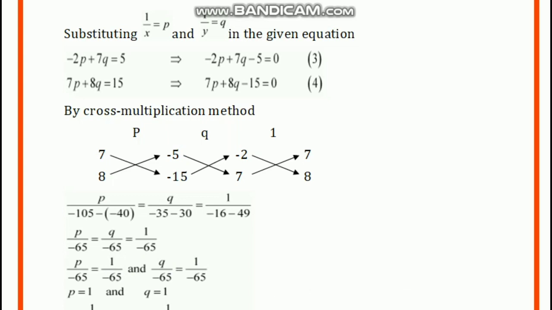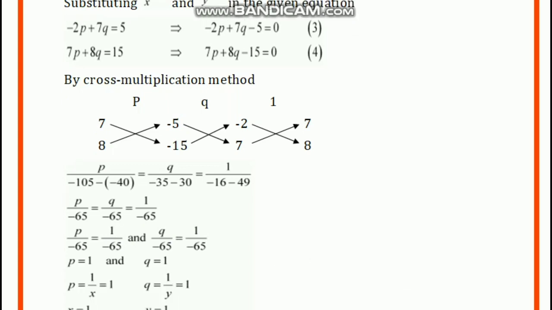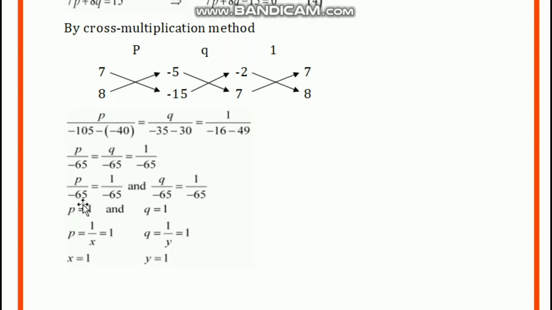Okay, then what is the value of p? So p divided by minus 65 equal to 1 divided by minus 65. If you transpose to the right hand side, minus 65 will be cancelled, you will get 1. And q divided by minus 65: if you transpose to the right hand side, minus 65 will be cancelled. Then the value of q equal to 1. Okay, so we found the values of p and q.